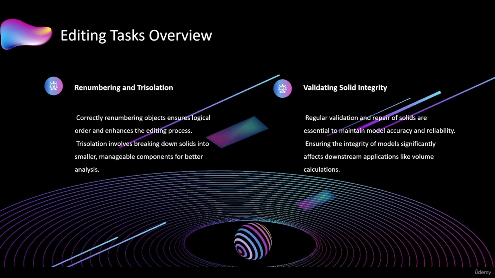Once we have our solids, we will need to edit them. That involves tasks like renumbering objects and performing trisolation. Don't worry, I will explain those terms as we go. We will also learn how to validate solids to ensure they meet the required standards. I will show you how to fix any issues that come up. Think of this as a quality check.